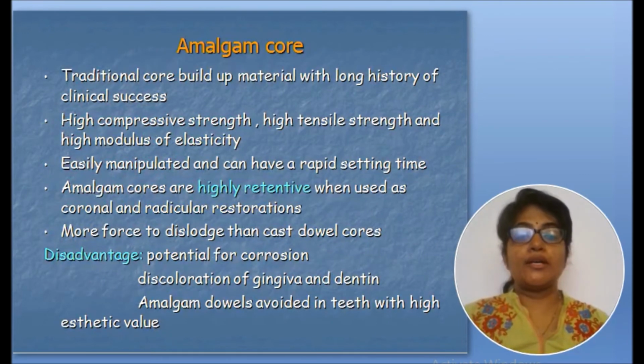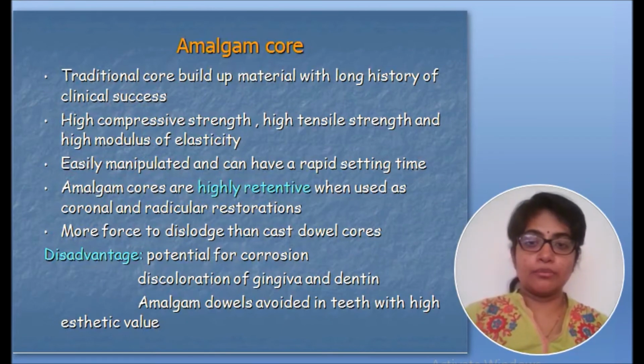Now coming to the other core systems, we have amalgam core, which was routinely used up till now, but not used very frequently nowadays because of the availability of a better material. The potential disadvantage of using amalgam core was that it was susceptible to corrosion, discoloration of gingiva and dentine, and if it is a high aesthetic zone, obviously it is not going to fulfill our purpose.